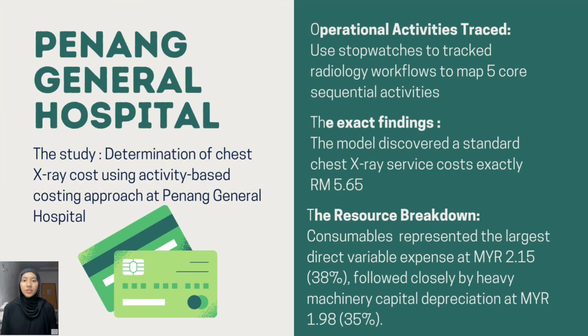The structural power of ABC lies in its ability to dissect this total into direct resource pools. The data revealed that consumables, specifically the physical film sheets and processing reagents, accounted for the highest single expense at 2 ringgit 15 cents, making up 38% of the total cost. This was followed by capital costs, representing machinery depreciation, at 1 ringgit 98 cents. Human resource labor, calculated using civil service pay scales relative to the exact minutes spent on the patient, cost 1 ringgit 48 cents, while electricity via commercial TNB tariffs was minimal at 4 cents.